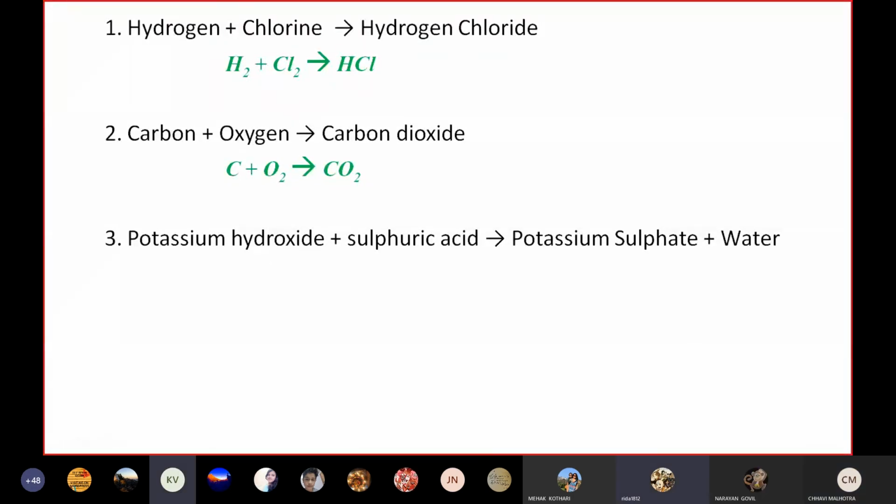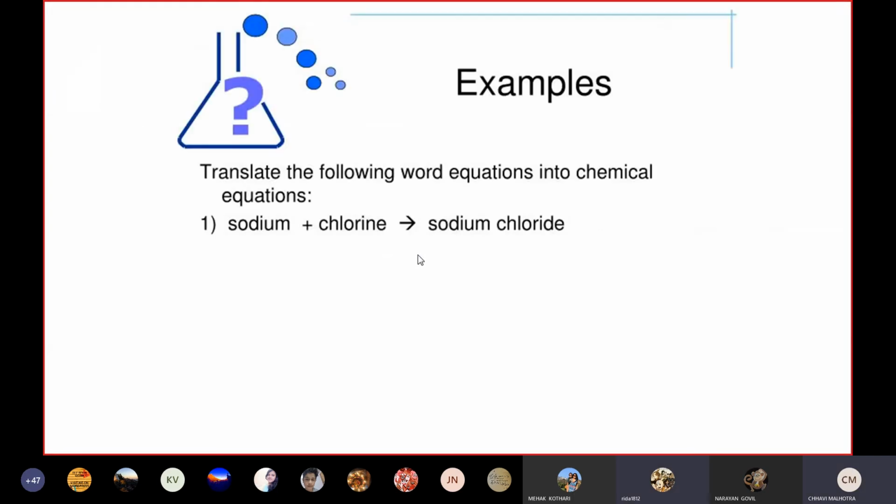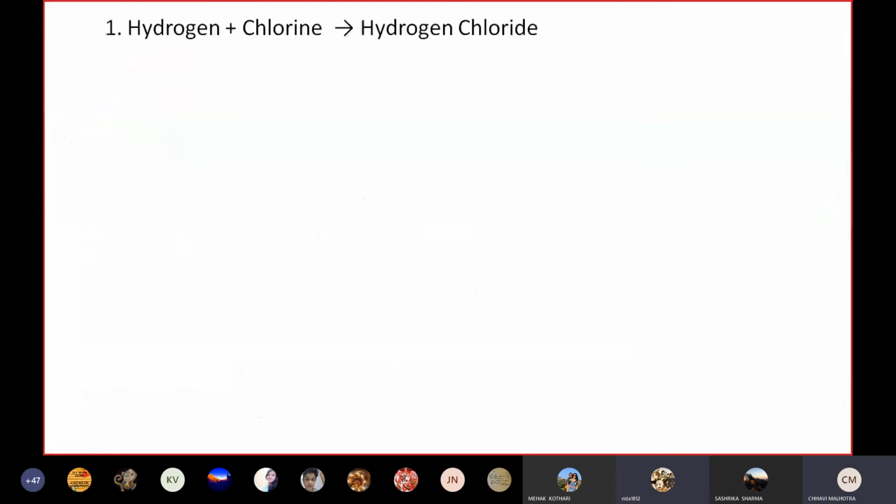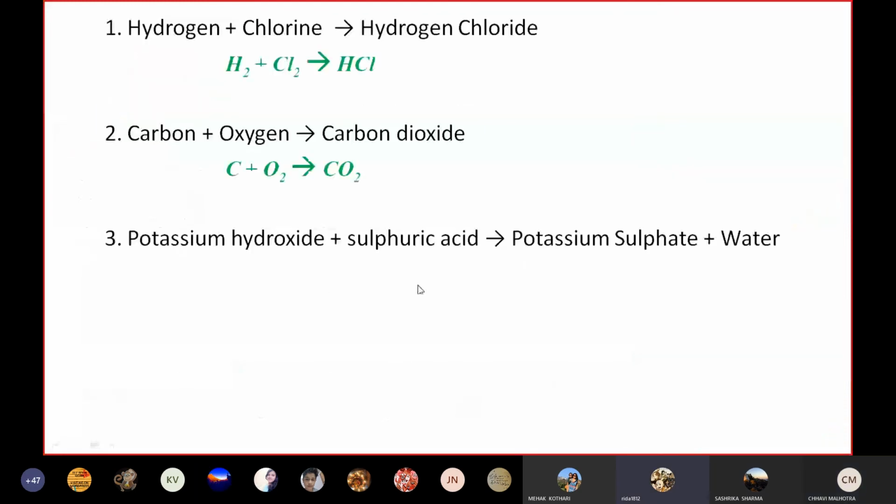Beta, no. Let Rida only try. KOH plus. So, what is sulfuric acid? See here. What is sulfuric acid? Sulfuric acid, H2SO4. Beta, can Rida speak? Yes, Rida, tell me what is sulfuric acid? H2SO4. Okay. Yes. KOH plus H2SO4.